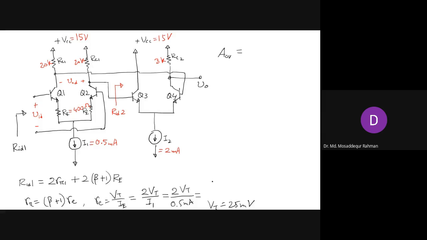So milliampere and millivolt cancel out. So 2 times 25 millivolt divided by 0.5 milliampere. If you do the calculation, what do you get? 100 ohm. Yes, sir. So it will be about 100 ohm.